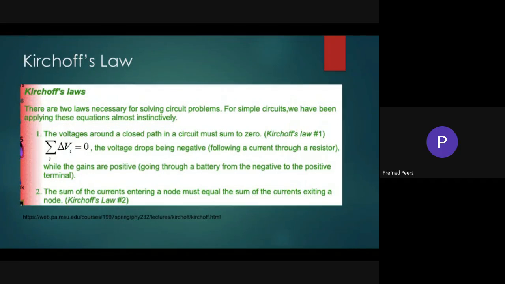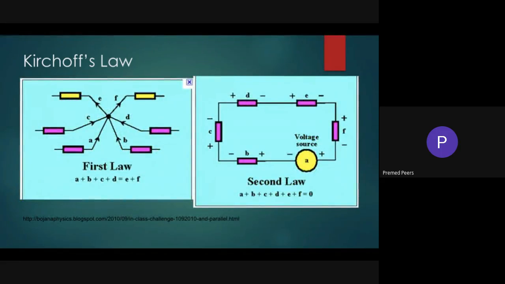So the first thing that we have is Kirchhoff's laws. This is something that applies to circuits. The first law has to do with voltages, and it says voltages around a closed path in a circuit must equal zero. And the second one says the sum of the currents entering a node must equal the sum of the currents exiting a node. That must be a little bit hard to visualize just by reading those sentences, so the next slide, I have a picture.